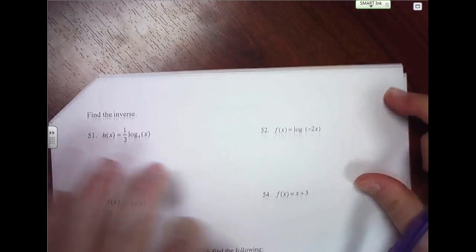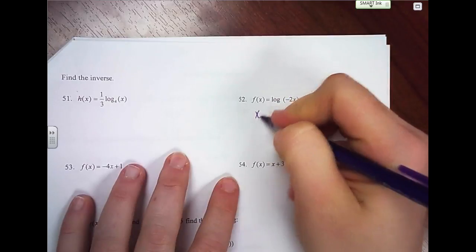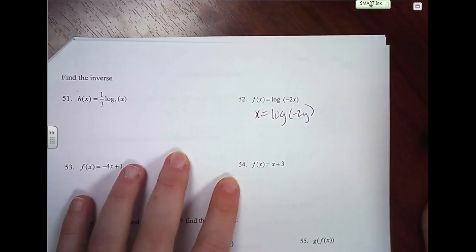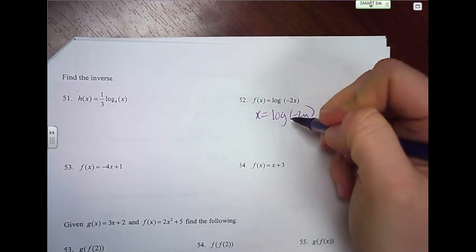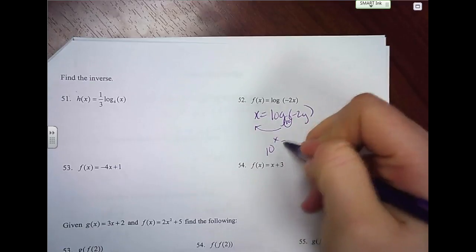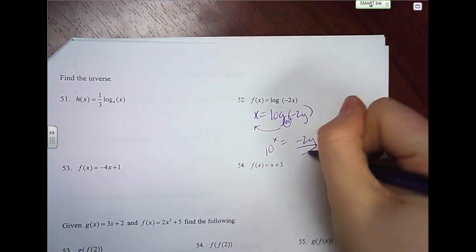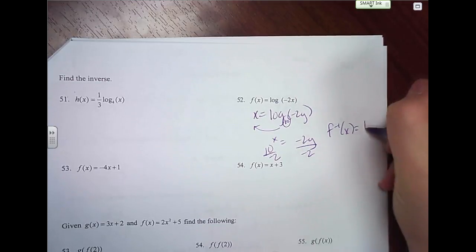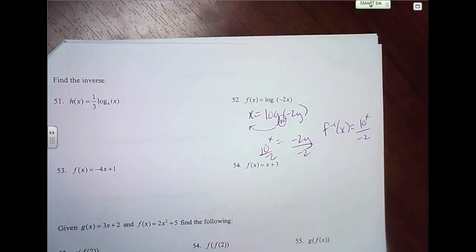Finding the inverse. So we're going to switch x and y here. So this is going to become x equals log of -2y. Now on a log equation, our inverse should be an exponential. So my base is 10, so I go 10 to the x equals -2y, and I'm going to divide by -2. So my inverse is 10 to the x over -2.